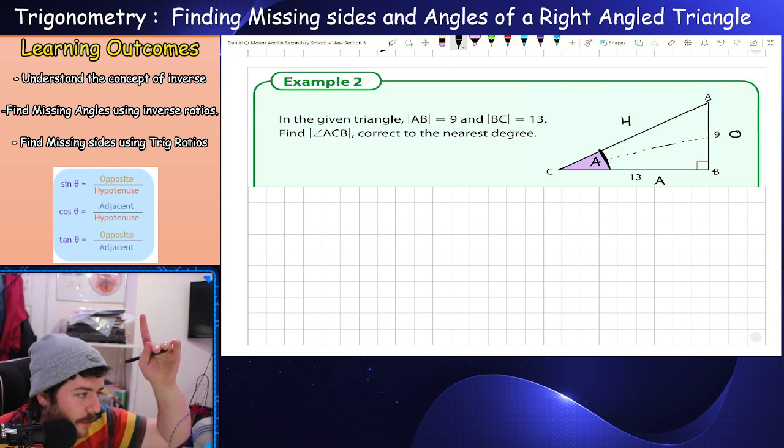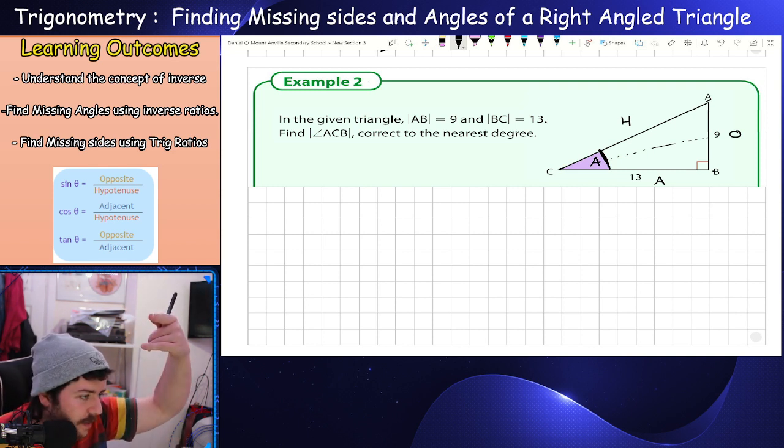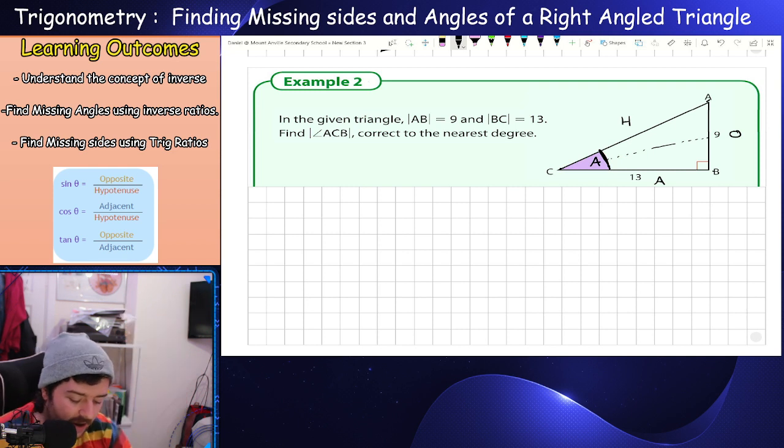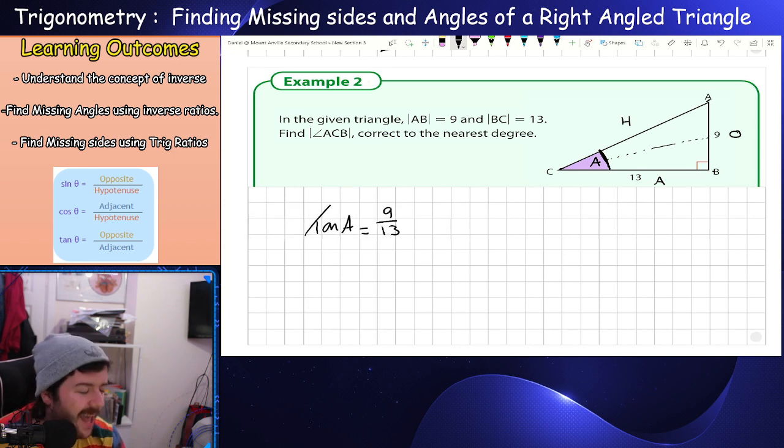So again, let's look up here. What trig ratio am I using? I'm using my tan again. So I know tan of angle A is equal to opposite over adjacent, which is 9 over 13. Now, how do I calculate what A is?